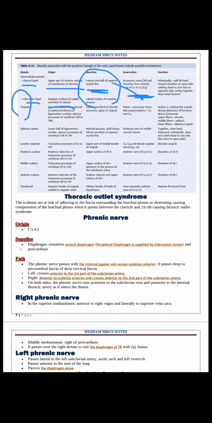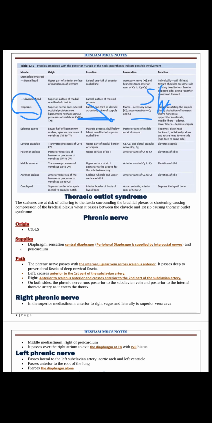Trapezius, discussed in the upper limb. This is from the superior nuchal line, ligamentum nuchae, then also all the cervical spine and the thoracic spine. The insertion of this trapezius is opposite the origin of deltoid: lateral 1/3 of clavicle, acromion and spine of the scapula. Innervation is the accessory nerve and proprioception from C3 and 4. Its action is shrugging the shoulder. Just keep this: shrugging the shoulder.